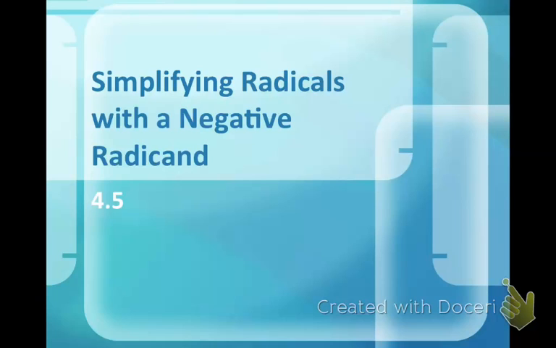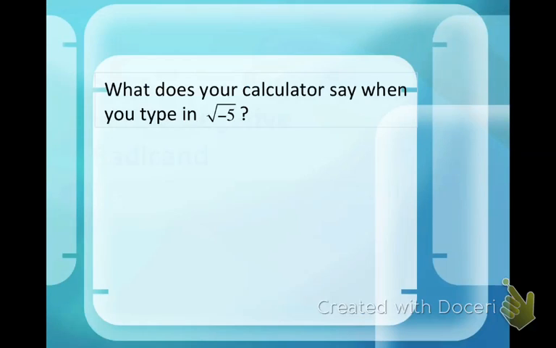This is just a brief overview of simplifying radicals when you have a negative radicand. The number underneath the radical is what we call the radicand. And up until now, we've kind of said, well, we can't do this. What you get if you were to type this into your calculator would say an error, the square root of -5.